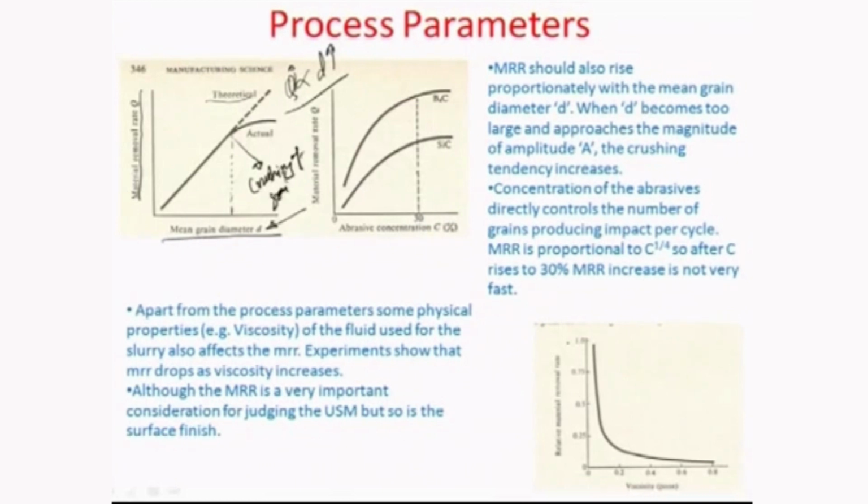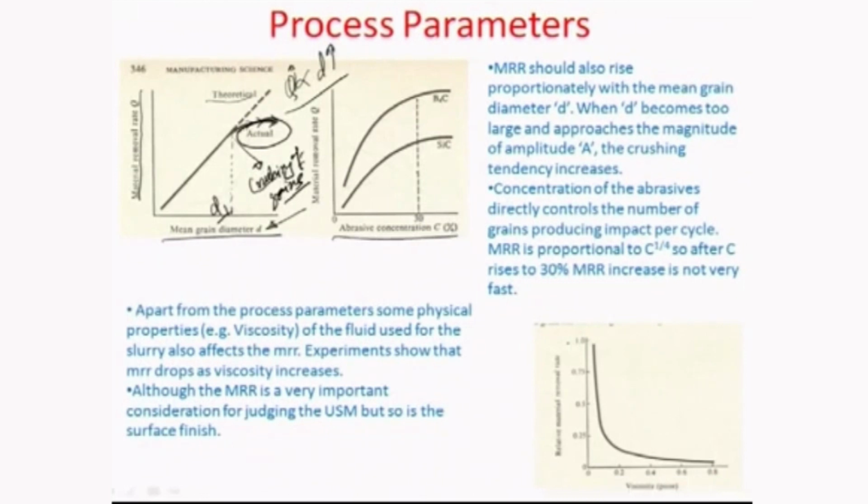The moment this crushing phenomenon happens, as you know, the MRR goes down. So the actual value of MRR for a grain diameter greater than, let us say, a critical diameter D1 here would not follow the theoretical trend; it would actually start coming down. And so it is true with concentration.